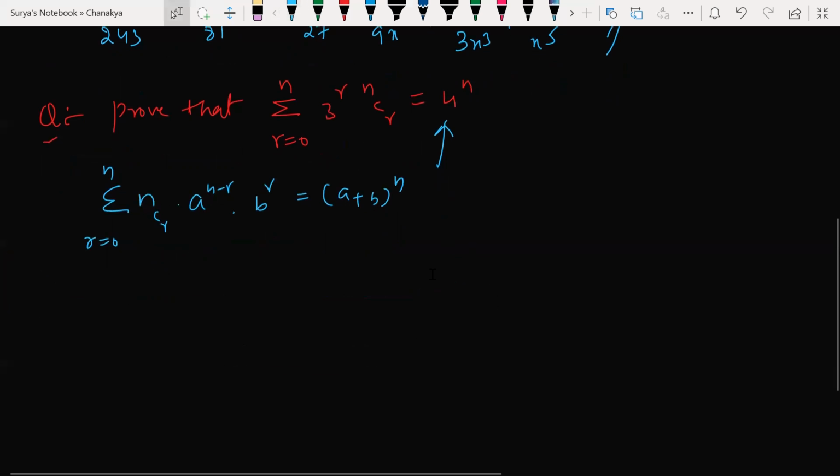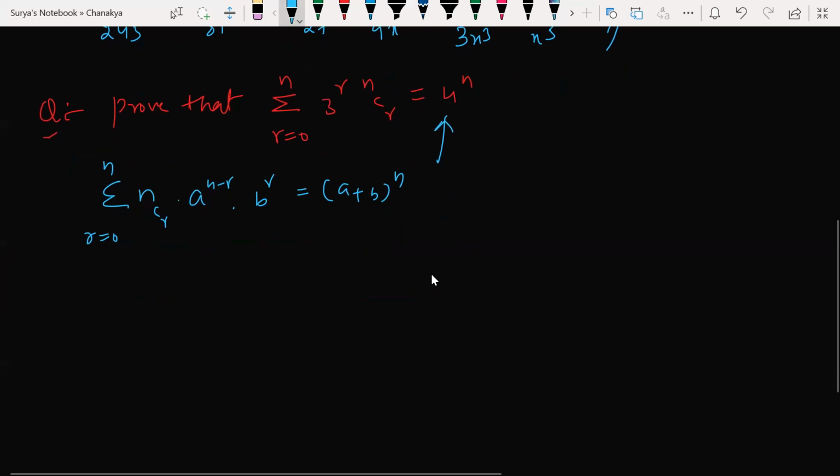So look at this. Let's compare here. What is a value? A value is 1. B value is what? 3. Am I correct? B to the power of r and nCr, A to the power of r. Or else you do one thing, we will rewrite the question.